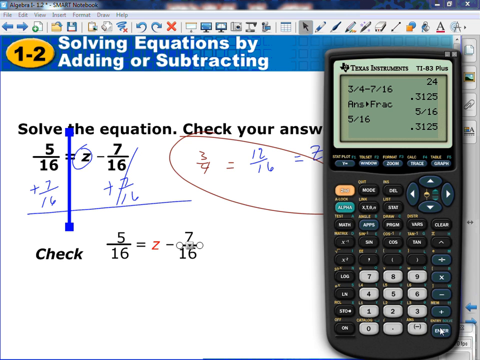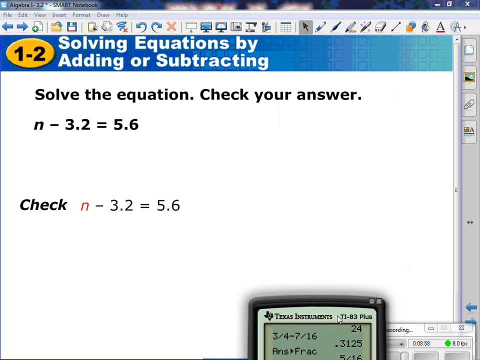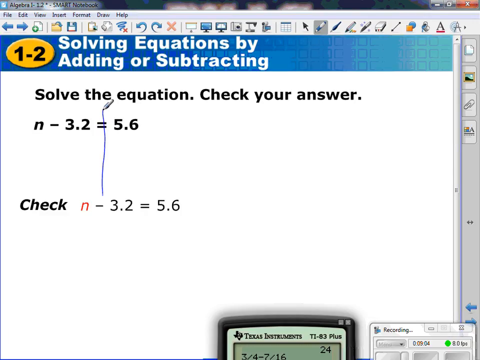How do we feel? Try this one on your own. Some people will draw the wall, some people will not. This is up to you. What side is my variable on? The left. I circle it just so I know where it's at. What else is over there with it? Negative 3.2. How do I get rid of a negative 3.2? Add 3.2.